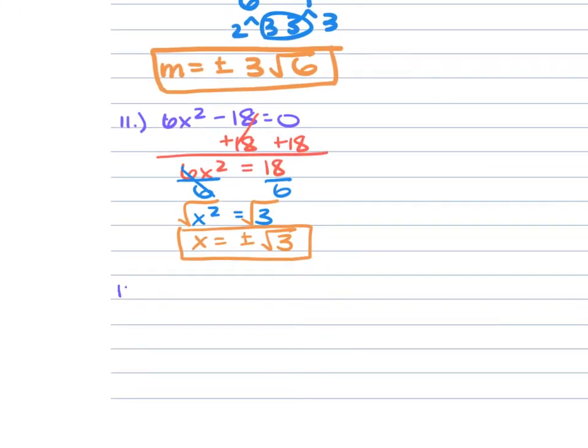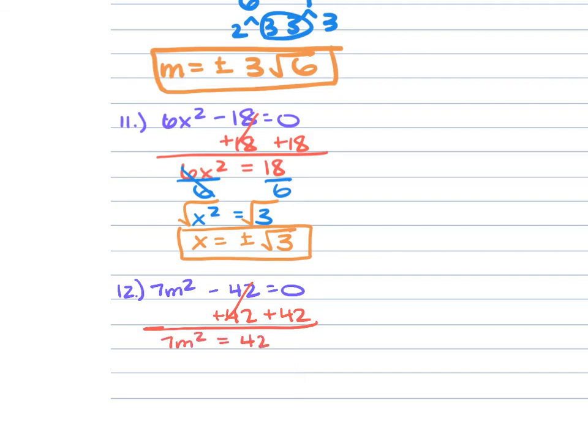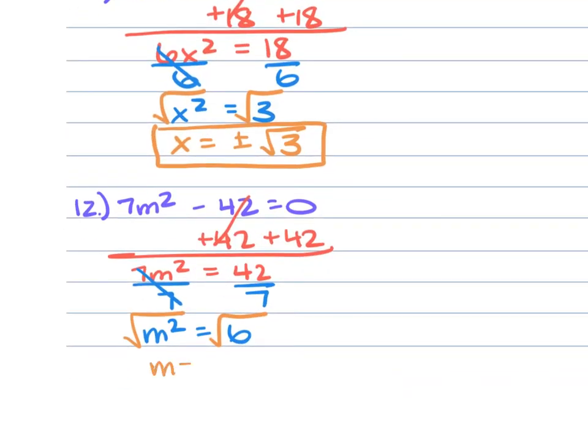For 12, we have 7m squared minus 42 is equal to 0. So we're going to add the 42 to both sides. We'll be left with 7m squared is equal to 42. Then we divide each side by 7. So m squared is equal to 6. We take the square root of both sides. So m is equal to plus or minus the square root of 6.